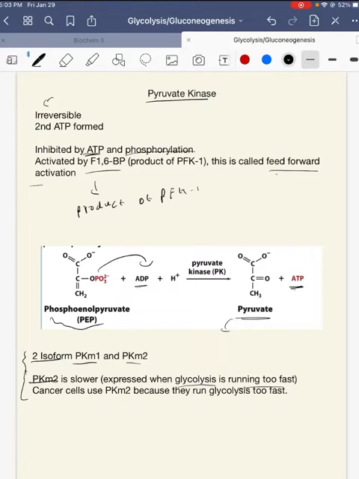And actually, cancer cells, because they run a lot of glycolysis, they express PKM2. So it's another thing related to cancer cells, and it's a way for treatments, because we know that cancer cells express this enzyme more than normal cells. It's a way for us to make a treatment against cancer cells.